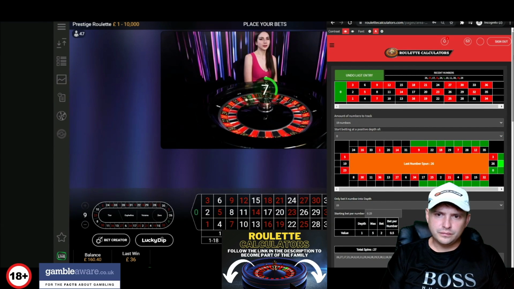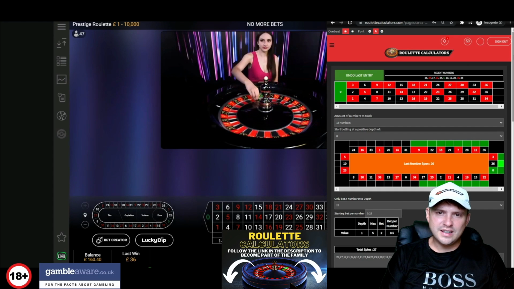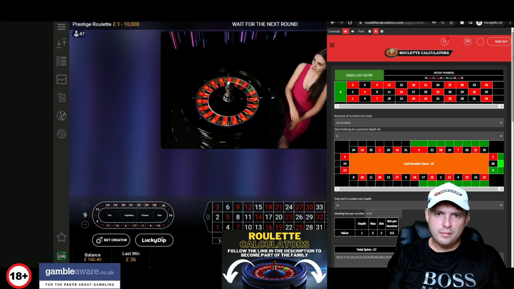Yeah, interesting. It's quite close to the edge there. But of course, now it's on a depth of 1. He's kind of sitting out, just seeing what happens if it goes back to that highlighted section.